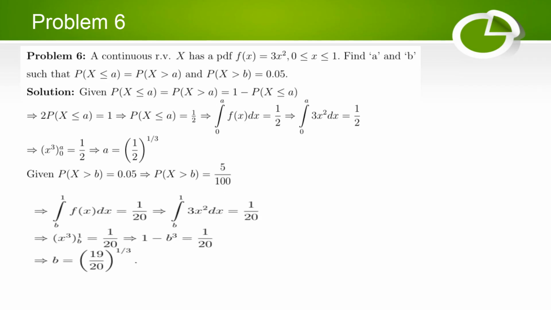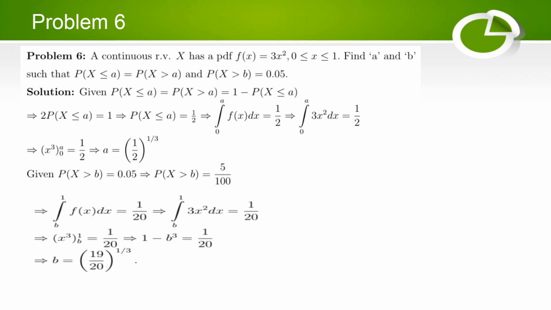Problem 6. A continuous random variable x has a PDF f of x equals 3x squared, 0 less than or equal to x less than or equal to 1. Find a and b such that P of x less than or equal to a equals P of x greater than a, and P of x greater than b equals 0.05.